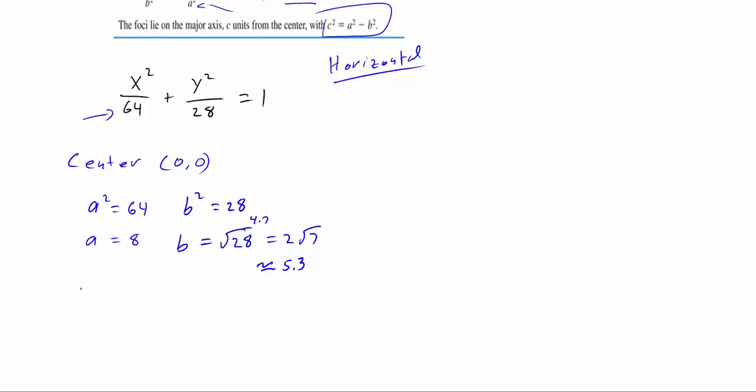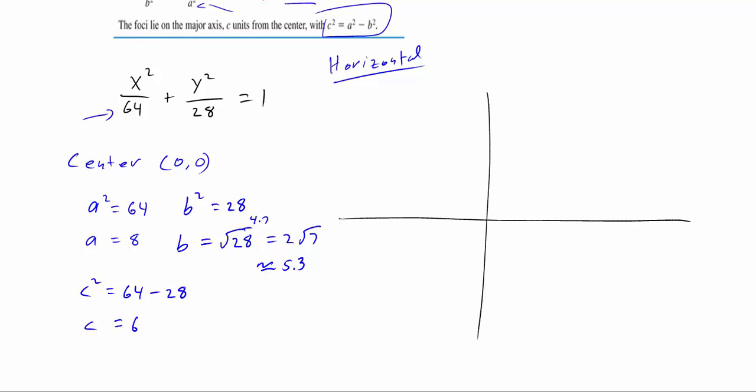So we have our a and b value, so all we have left to do is calculate the c value. And c squared is equal to a squared, which is 64, minus b squared, which is 28. If we put that in, subtract and take the square root, your c value is going to be equal to 6.